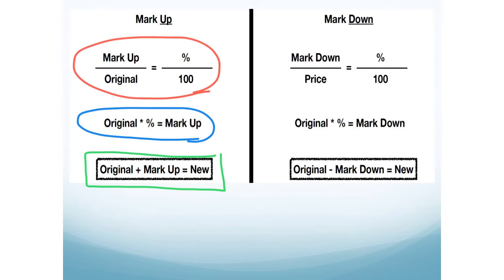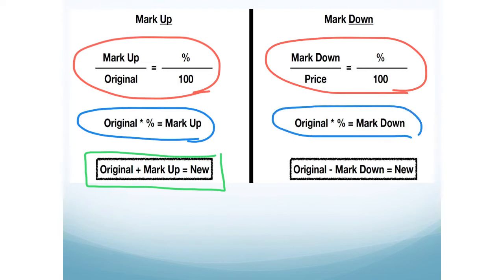So three things to keep in mind with markup, and it is up to you whether you're going to use the percent proportion or the percent equation. On the other side, you have markdown, and as you can see, it is identical in setup to markup, except it uses the word markdown. You have your proportion, where you fill in your pieces and cross multiply, and then you have your equation, where we need to remember that our percent has to be in decimal form.